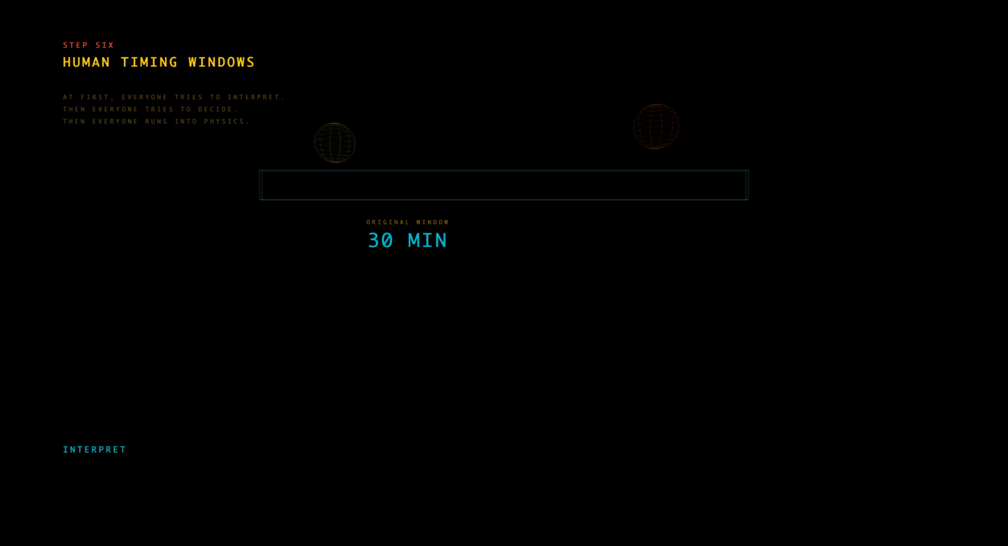Step 6. Human timing windows. At first, everyone tries to interpret what they are seeing. Then everyone tries to decide whether this is permanent. Then everyone runs into physics. Exposure time outside contracts from minutes to seconds, depending on location and shielding. Hospitals switch from treatment logic to triage logic almost immediately.